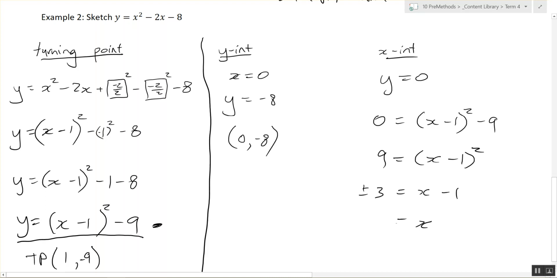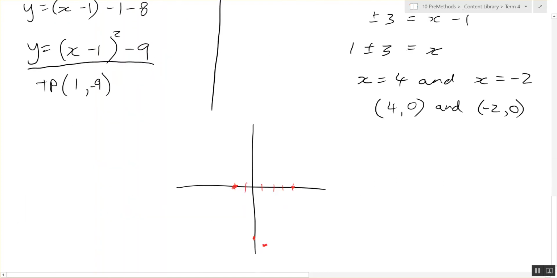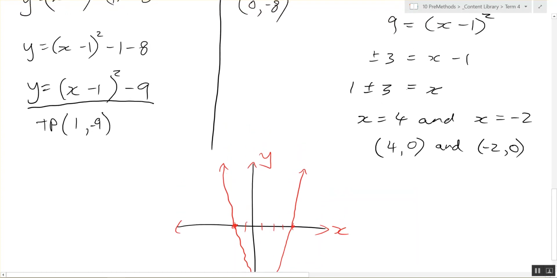So, for some of you who might not understand. There we go. So x equals 4 and x equals negative 2. Okay, and there's my bad. Okay, so there we go.